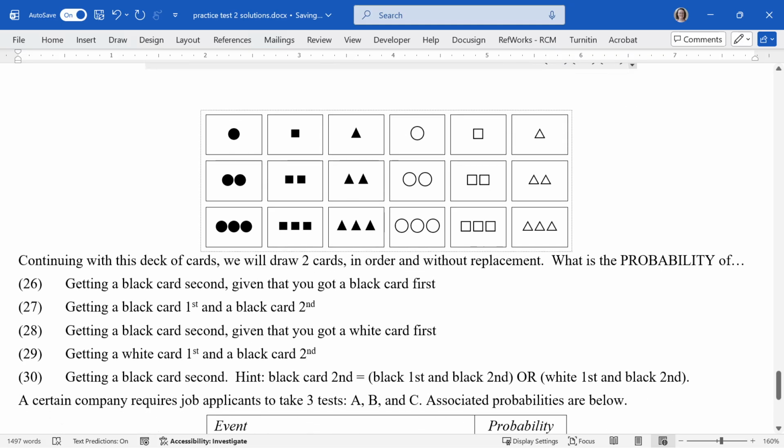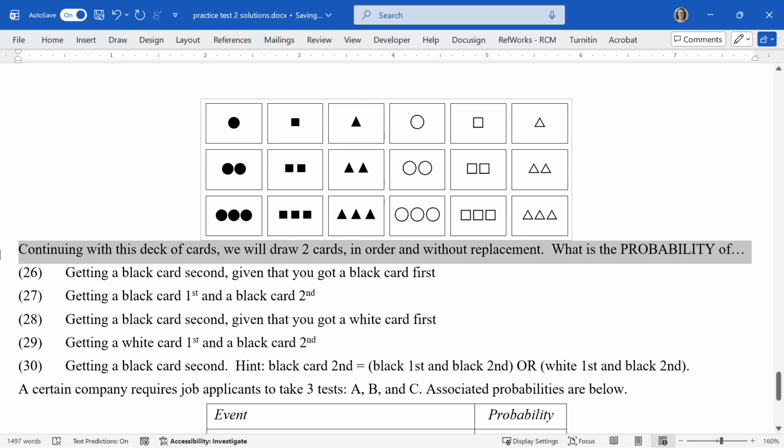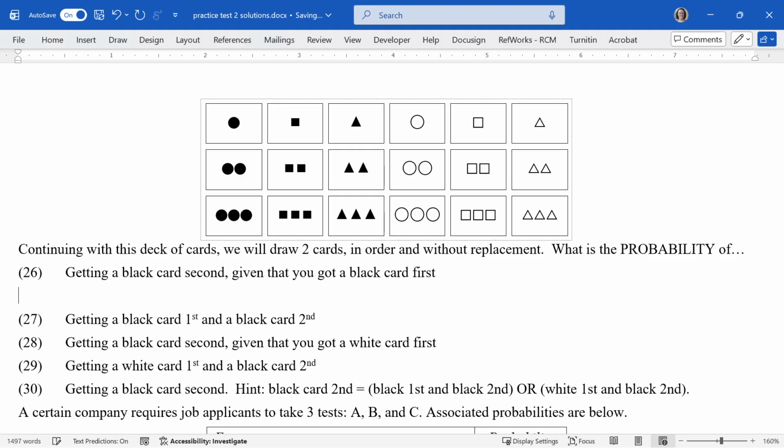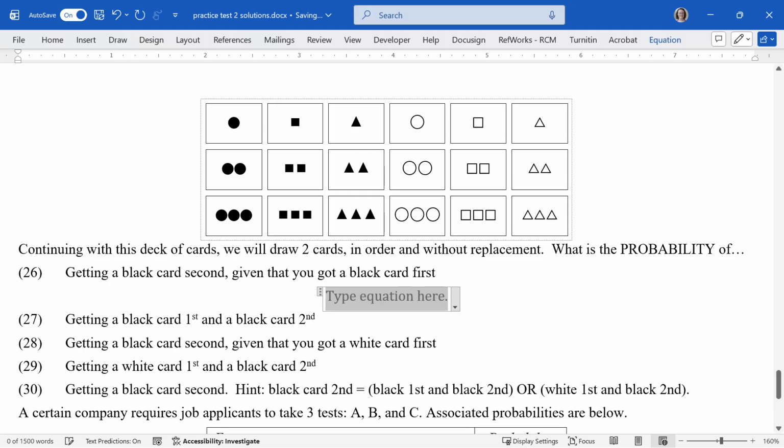Moving along to the next section, continuing with this deck of cards, we are going to draw 2 cards in order and without replacement. And now we're going to do some given probabilities. So what is the probability of getting a black card second, given that you got a black card first?